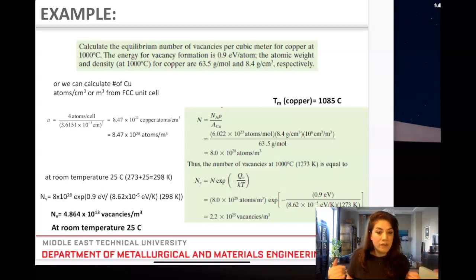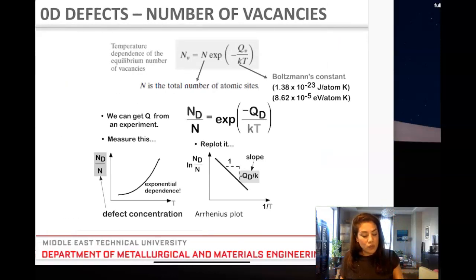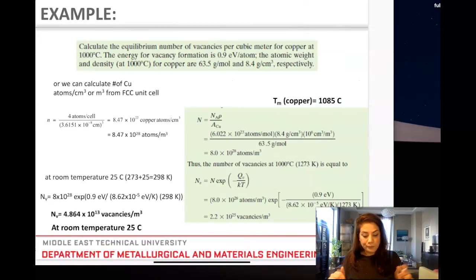It could have been given in joules, by the way. If it's given in joules, you have to use the Boltzmann constant k with this value. If it's given in electron volts, you should use this value. But in either case, the temperature has to be in Kelvin. The temperature is 1000 degrees C. How many vacancies can I create in a copper bulk at 1000 degrees C? That's the question.